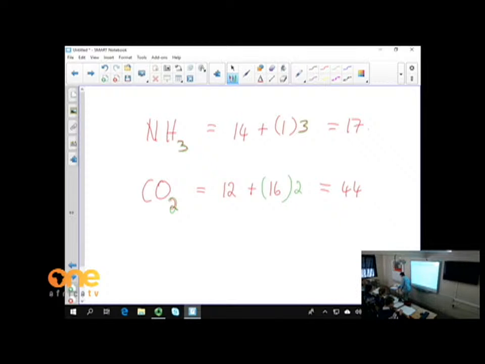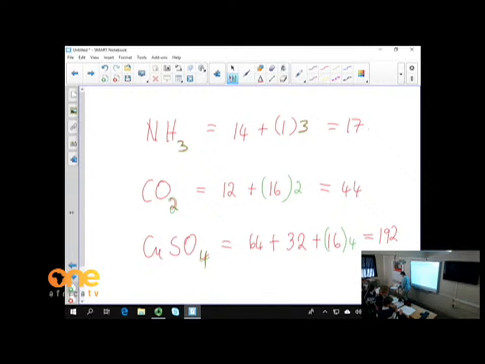Okay. The next one, copper sulfate, CuSO4. The mass of copper, 64. What's copper? Yeah, 63, but we can round it off to 64. I think your tables have 64. Sulfur is 32, and oxygen is 16, but how many oxygens are there? We have 4 oxygens, so the total mass is 192.